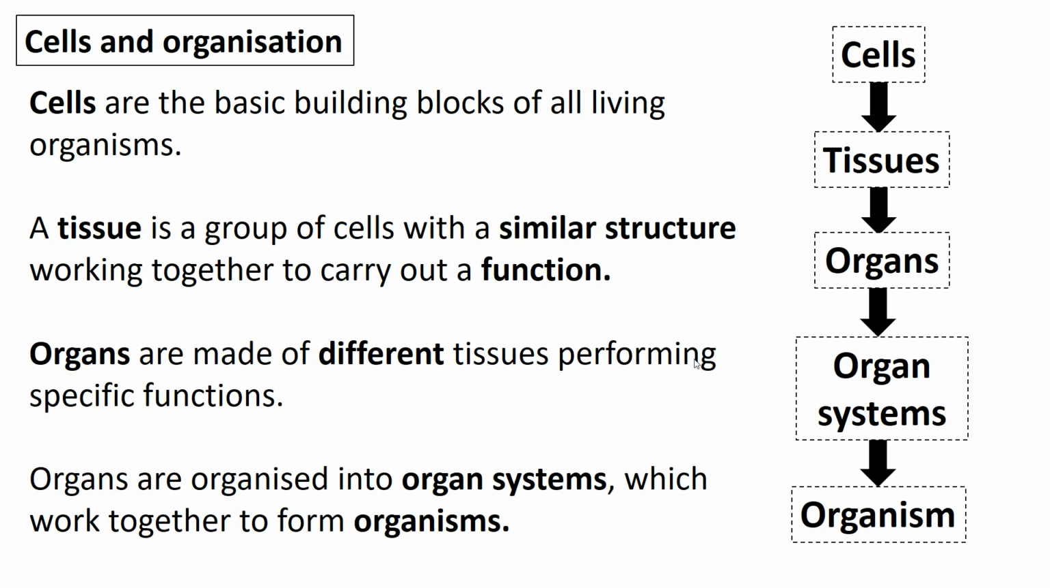So for example, your heart is an organ made of muscle tissue and fat tissue, all working together to pump blood around the body. The organs can then be organised into organ systems, and that forms your whole organism. So the heart as an organ is part of the circulatory system. So all multicellular organisms are organised in this way. Plants or animals all have cells, tissues, organs, and organ systems.